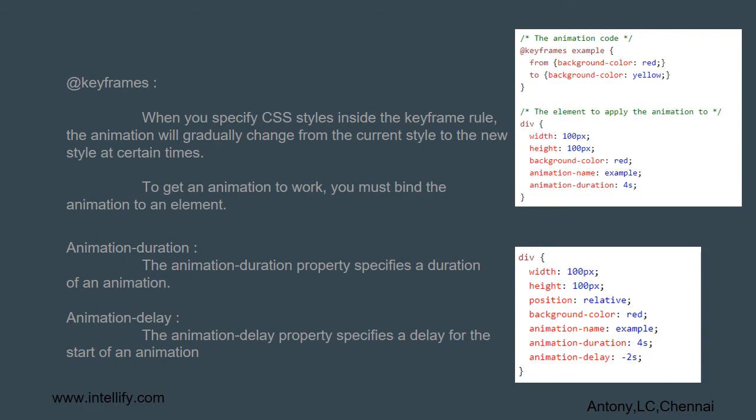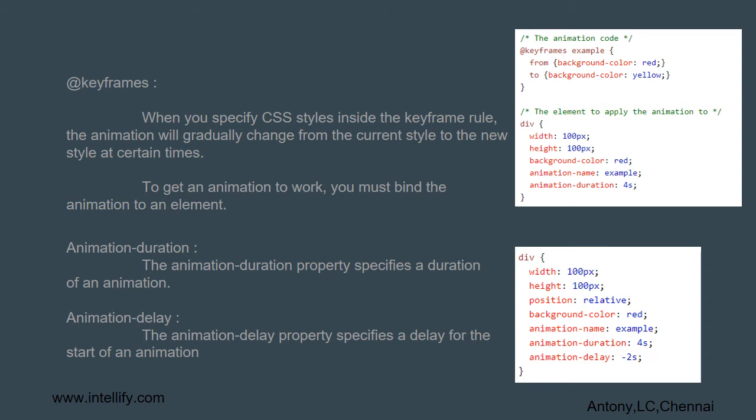So what is a keyframe? When you specify CSS style inside the keyframe rule, the animation will gradually change from the current style to the new style at a certain time. To get an animation to work, you must bind the animation to an element. So this is where the keyframes are used. For example, in a div element, if you want to change the animation from yellow to blue for 4 seconds, the keyframe specifies the colors: within 4 seconds the color changes from yellow to blue.